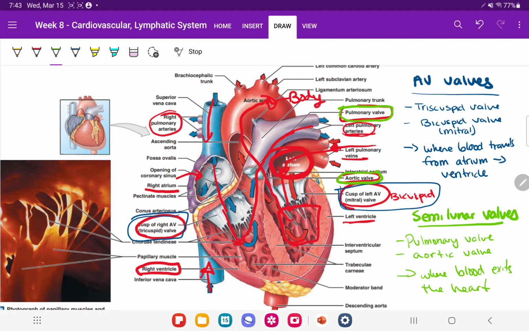Notice how blood enters the heart always at an atrium. Blood enters the heart at atriums. Blood leaves the heart from a ventricle. So that is the simple flow of blood through the heart.